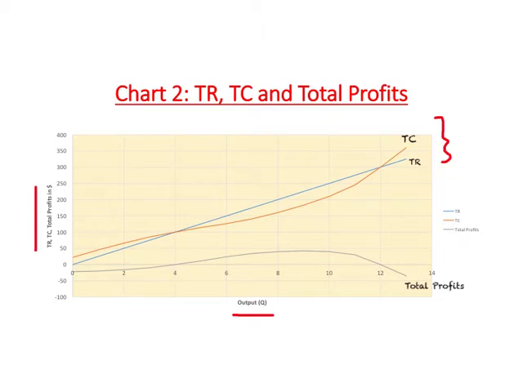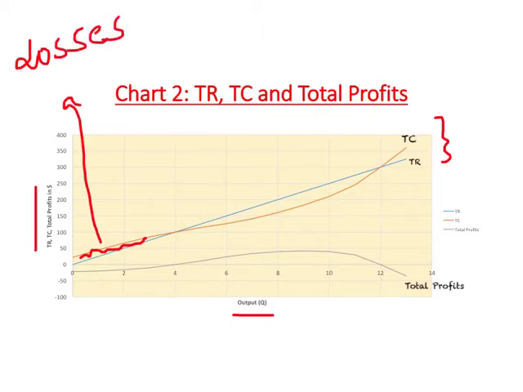Now the vertical distance between total revenue and total cost gives us total profits, because total profits is the difference between TR and TC. What you find here is that at low levels of output the firm is in fact incurring losses, and the same thing happens at very high levels of output. Why do we say that? Because at these levels of output total cost exceeds total revenue.